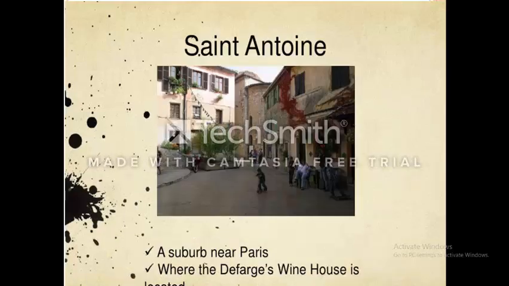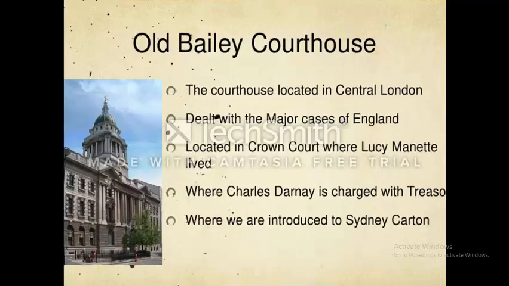Saint Antoine, a suburb near Paris, where the Devarges wine house is located. Old Bailey Courthouse. The courthouse located in central London dealt with the major cases of England, located in Crown Court, where Lucy Manette lived, and where Charles Darnay is charged with treason, where we are introduced to Sydney Carton.